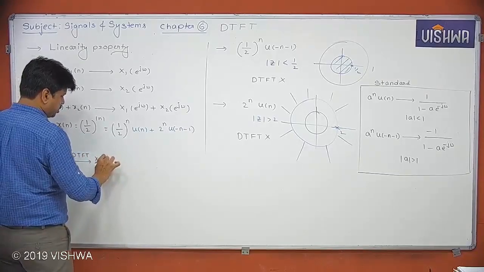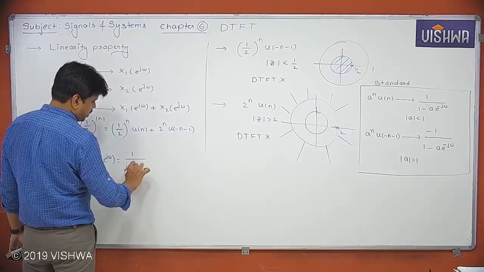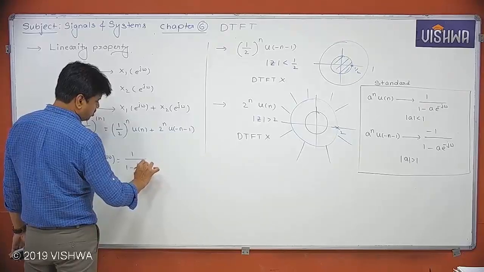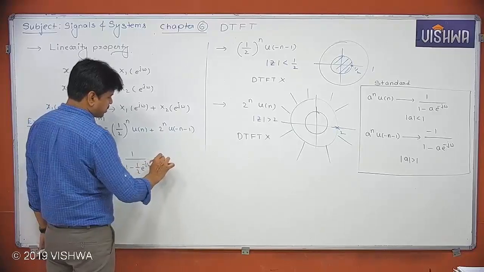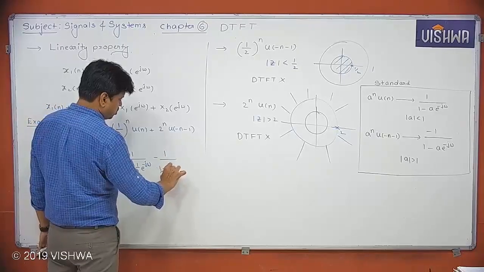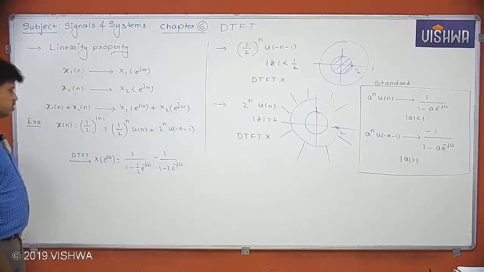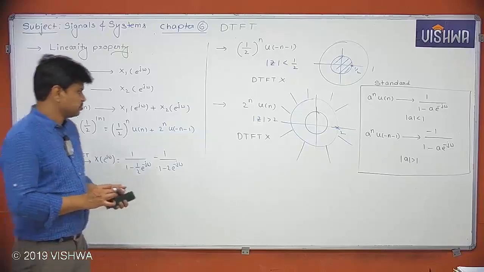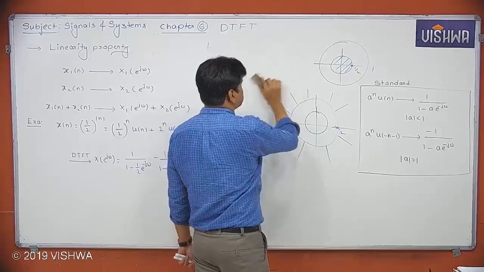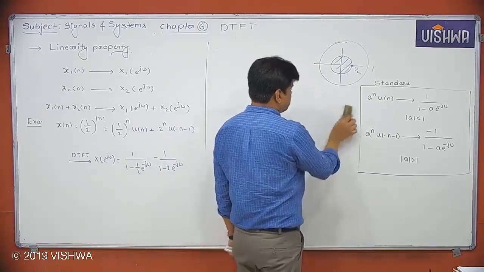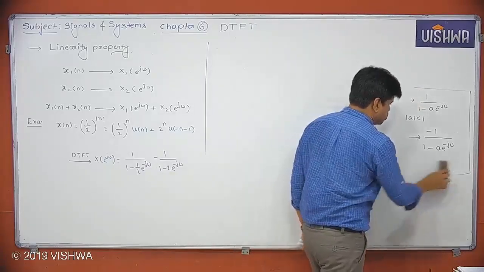Then what is the DTFT for that? X of e power j omega. For this signal, we have the standard form 1 by 1 minus 1 by 2 e power minus j omega. For the second part, we have a standard form, but with a minus sign, minus 1 by 1 minus 2 e power minus j omega. You can simplify it later. Clear? Okay. While writing the DTFT, please be careful whether the signal has a DTFT or not, that means whether the given signal is a bounded signal or not. That's what we have to check.